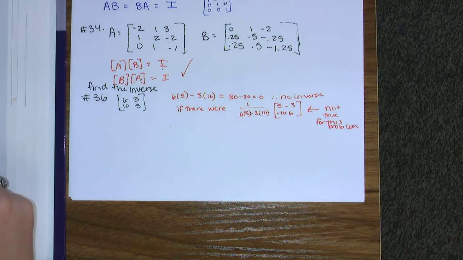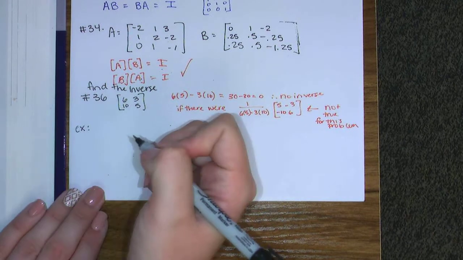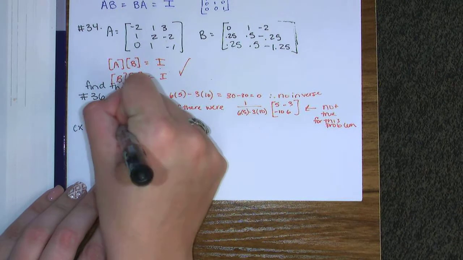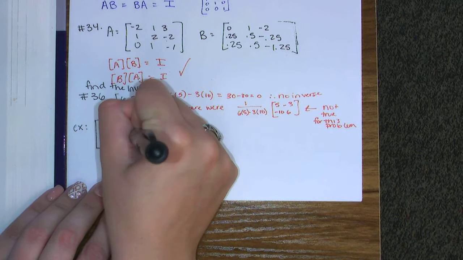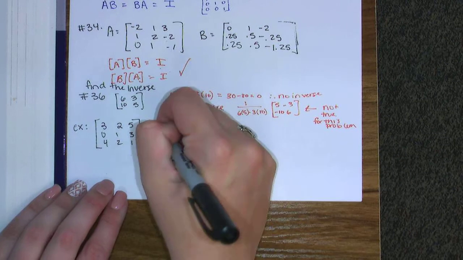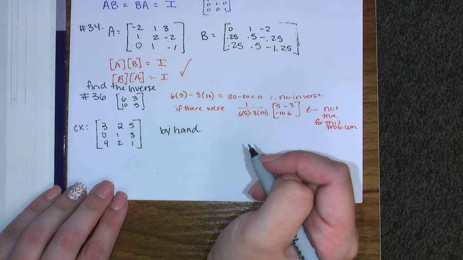So 41 and 42 are to use the definition to evaluate the determinant. So I'm just going to do an example because the only one I would require you to do the determinant of is a 3 by 3. So I'm going to just do an example of that, and then you can do the one out of the book. So 3, 2, 5, 0, 1, 3, 4, 2, 1. And you have to show this by hand. I'll let you verify it on a calculator, but you have to do it by hand.